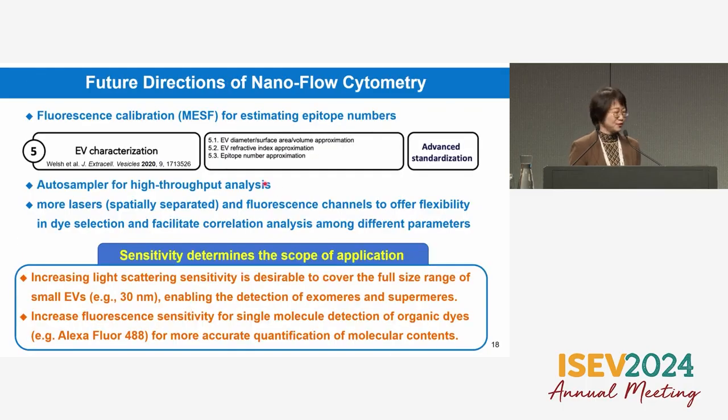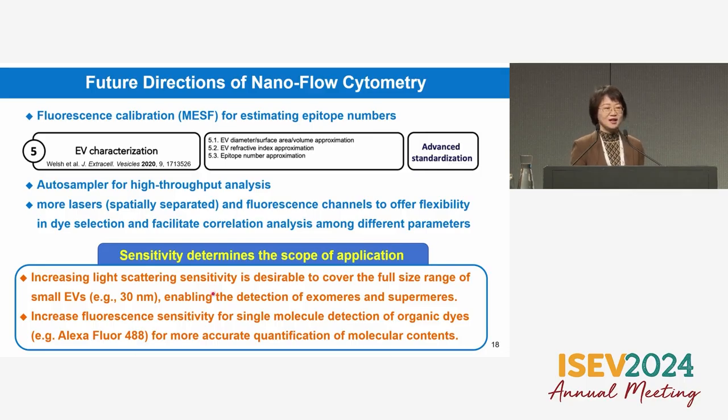Okay, in terms of the future direction of flow cytometry, for comparison and consistency, it would be recommended to calibrate the fluorescence intensity into epitope numbers. And also, we want high throughput analysis and an autosampler, and of course more lasers and fluorescence channels. Statistical hindrance is still there, but with more lasers and more fluorescent channels, you give users more flexibility in dye selection and facilitate the correlation analysis among different parameters.